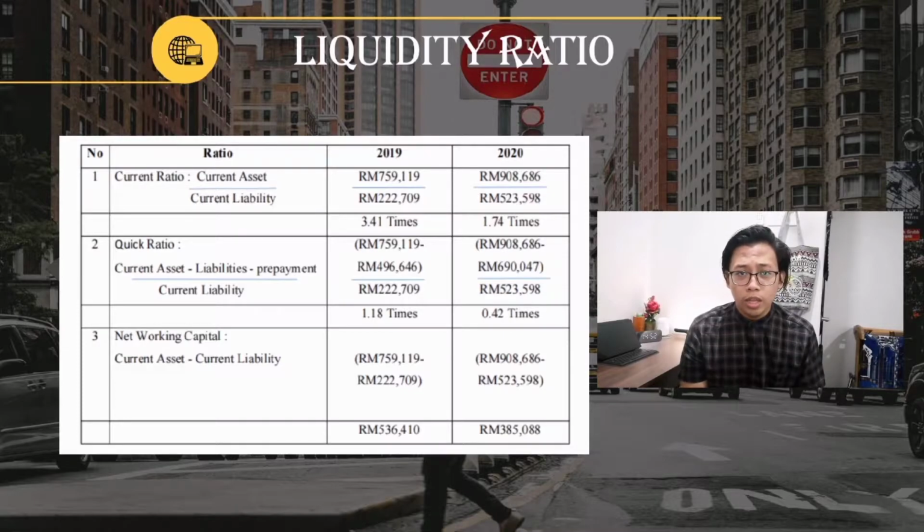The total of net working capital in the year of 2019 is 536,410, which decreased to 385,088 ringgit in the year of 2020. It shows that the total net working capital in the recent year keeps decreasing, but the company is still liquid and able to pay its short-term obligations.